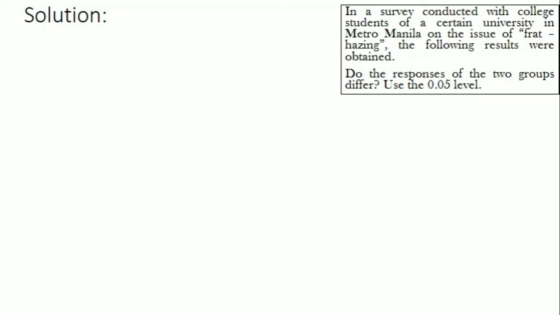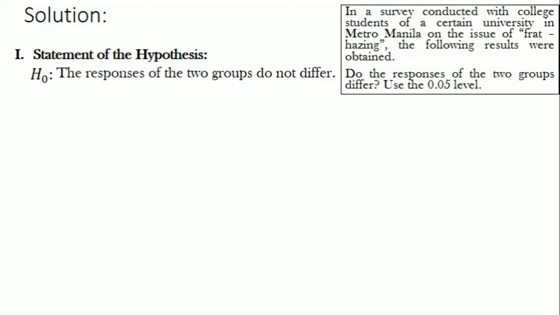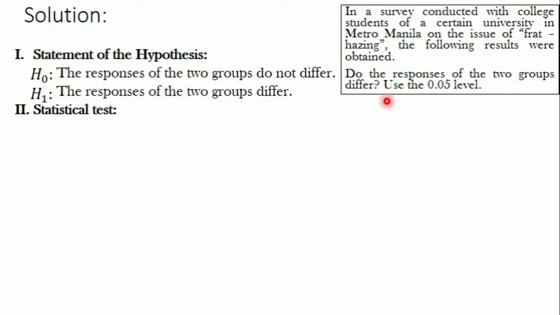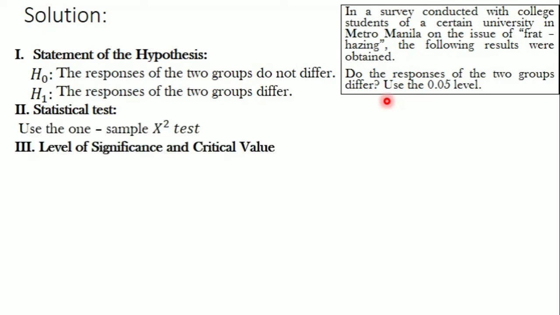The first step is to state the hypothesis. What is your null hypothesis? Your null hypothesis is that the responses of the two groups do not differ. And your alternative hypothesis is that the responses of the two groups differ. The next is, what is the statistical test used? We use the chi-square test. The next is the level of significance.